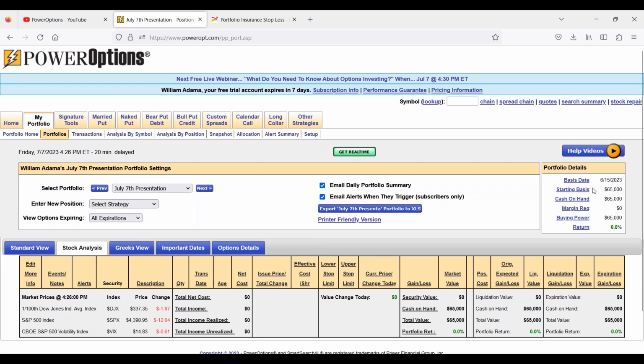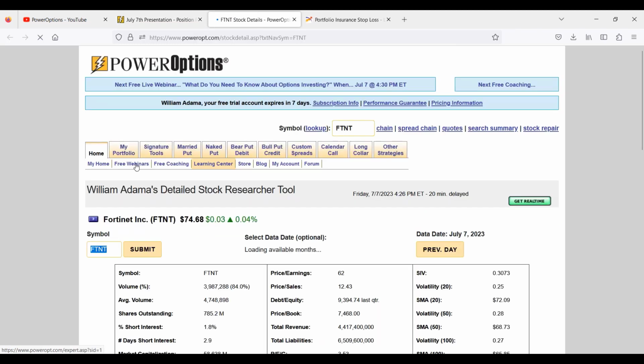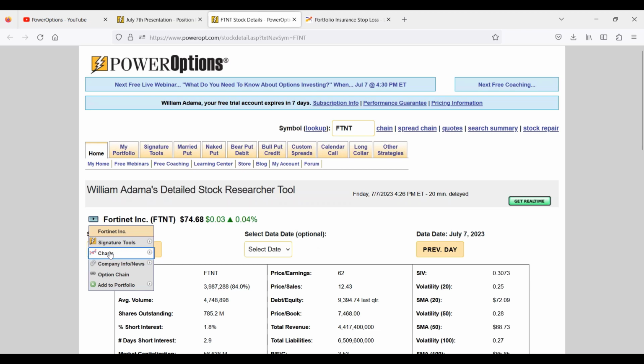Very well. Now let's take a look at Fortinet. It's just one of the myriad puts I'm in. I know that's been up and down. So is NEM. They've both worked out well for me. And we're just going to go to the quotes page very quickly, and we're going to go ahead and take a look at big charts.